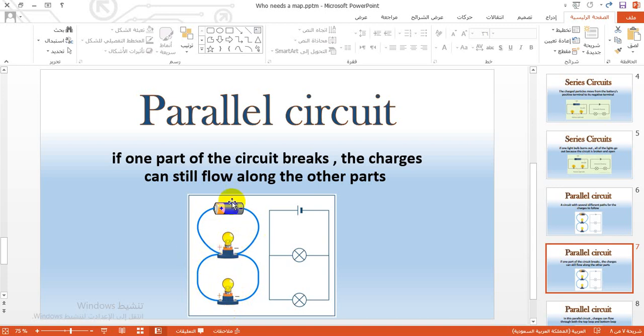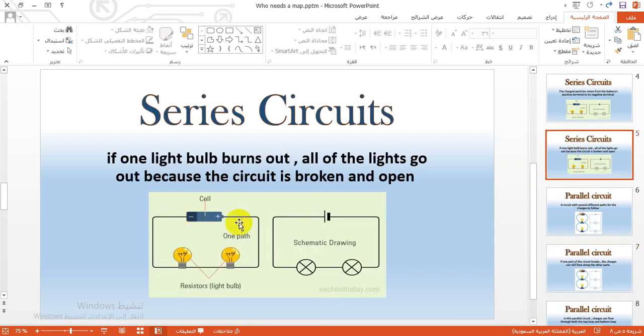There are independent loops. This is the first loop and this is the second loop, but in the series circuit it is a dependent loop, okay. Dependent because it's only one path related to the first and the second light bulb, okay guys. So both light bulbs depend on one path.